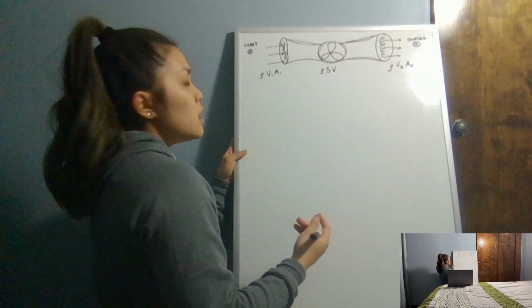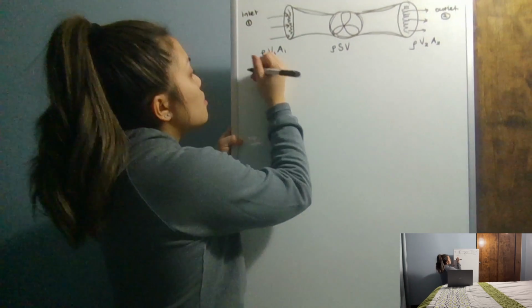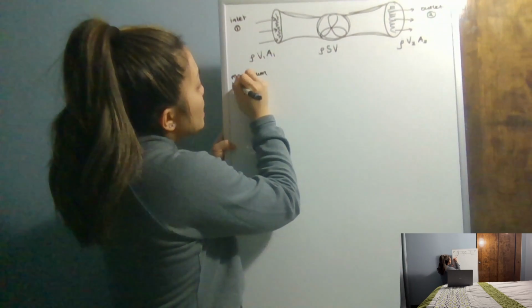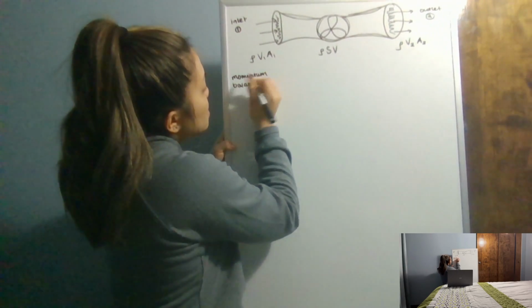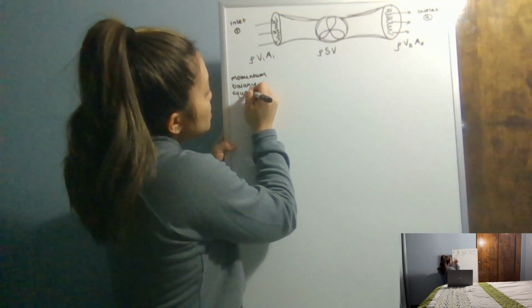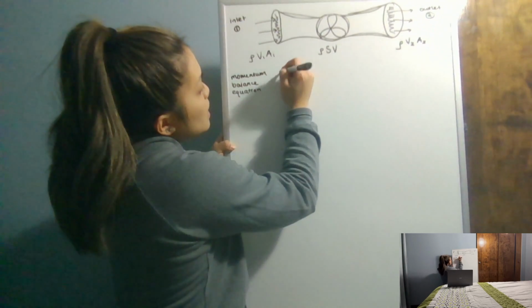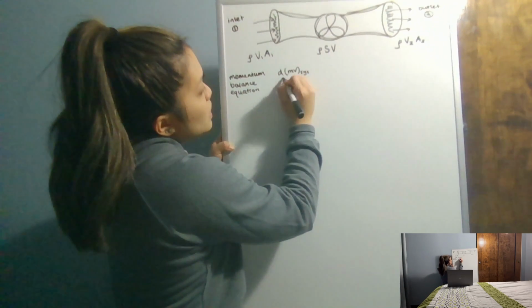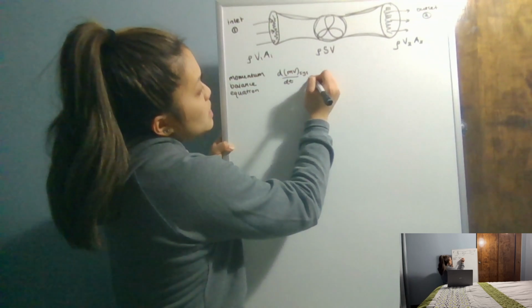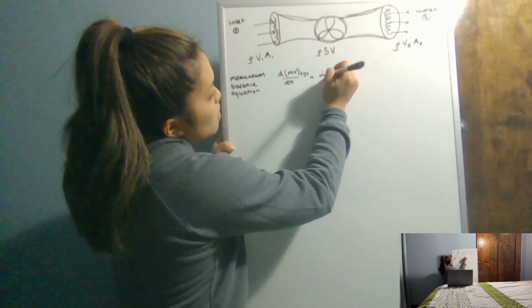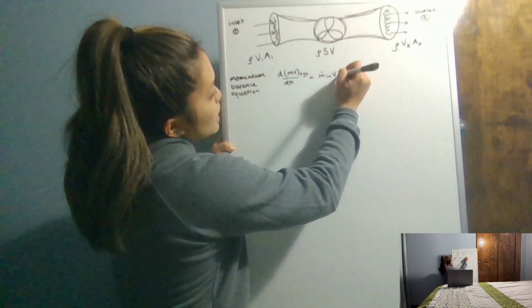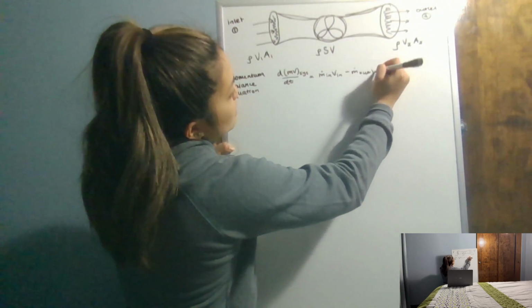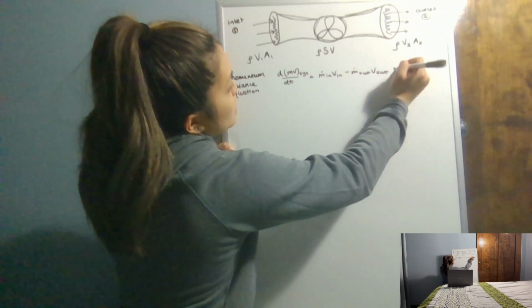And so what we're going to start with is the momentum balance equation. What this expression says is that the change in the mass times the velocity of the system with respect to time is equal to the mass flow in times the velocity in, minus the mass flow out times the velocity out, plus the force.